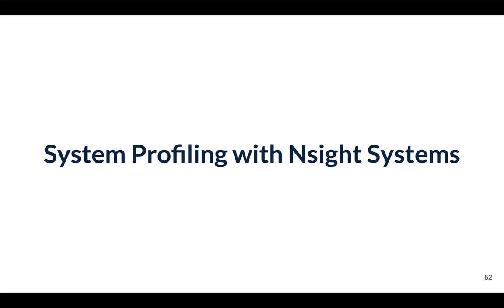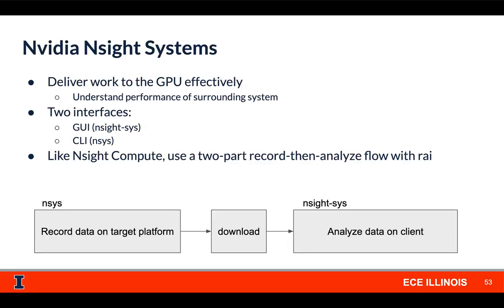So the last thing I'd like to discuss in this lecture is how to use the Nsight Systems tool to look at the system performance around our matrix multiplication. This is a separate tool than Nsight Compute, and it's more related to how work is delivered effectively to the GPU. So this is understanding not in detail how the GPU kernels perform, but how the system is managing the GPUs and delivering work to them.